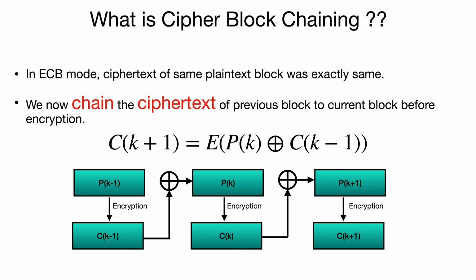Mathematically, it can be represented as c_k is equal to the encryption of p_k XOR c_k-1, which means we are taking the ciphertext of the previous block.